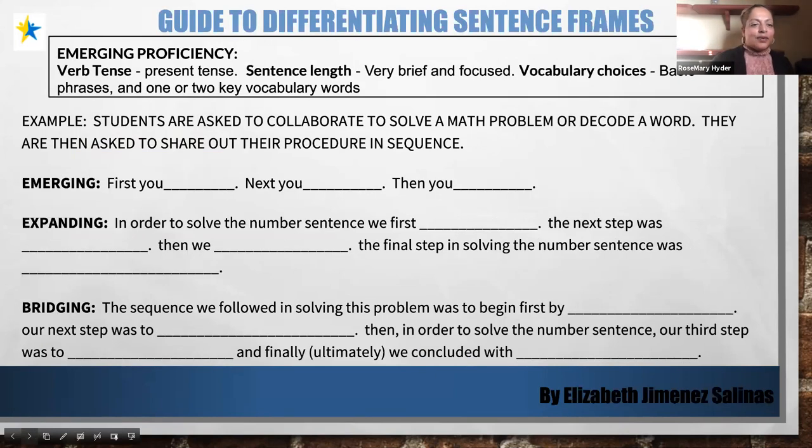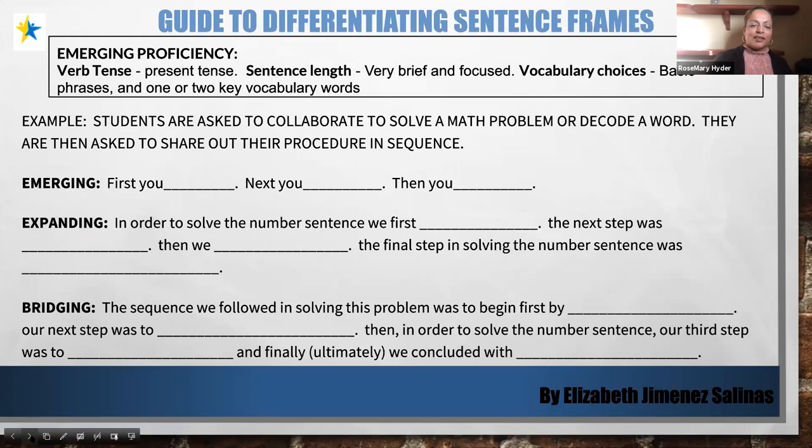Next slide here. So a guide to differentiating sentence frames here. Again, we took this from Elizabeth Jimenez Salinas. She does things with newcomers, and she's a consultant that's worked with us before. She did a great job of getting those emerging sentence frames expanding, which you can use for bridging. Again, giving them that rigor where they need it, the tense, the first, next, the short phrases for emerging students.